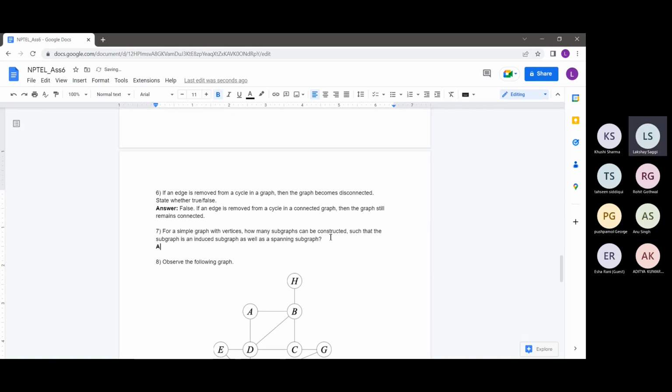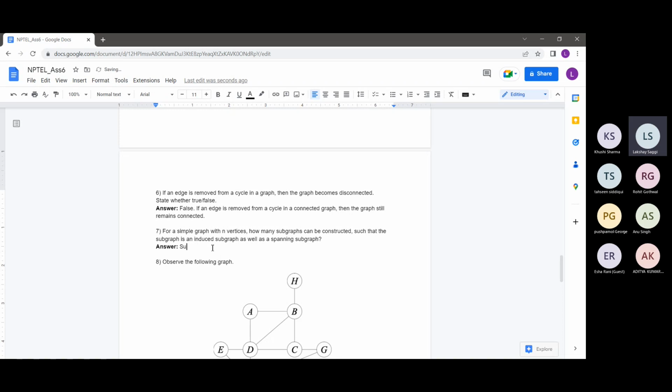Now coming to the seventh question. The seventh question is: for a simple graph with vertices, okay, I think I missed an n here. A simple graph with n vertices. So there are n vertices in a simple graph. How many subgraphs can be constructed such that the subgraph is an induced subgraph as well as a spanning subgraph? Just to make you remember the definitions.